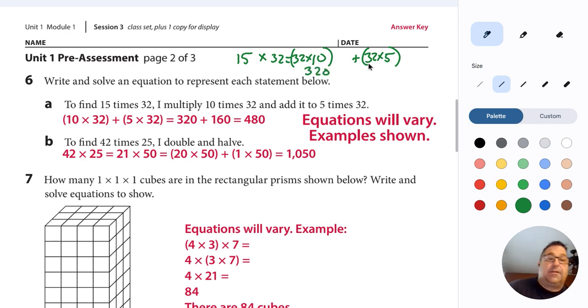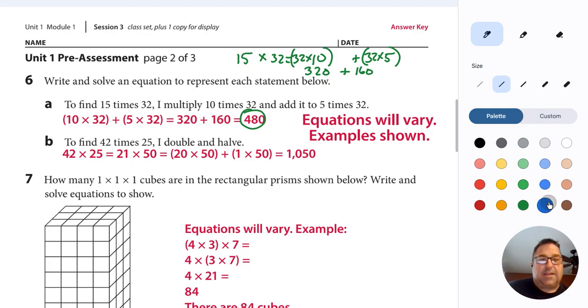And then, how do I know 32 times 5? Well, it's going to be half of 32 times 10. What's half of 32? 16. So it's going to be 160. And then we just add those pieces up to get to that 480. Okay? To find 42 times 25, I double and half.